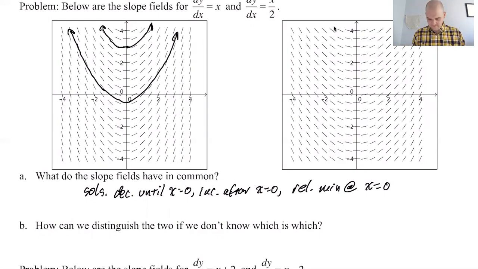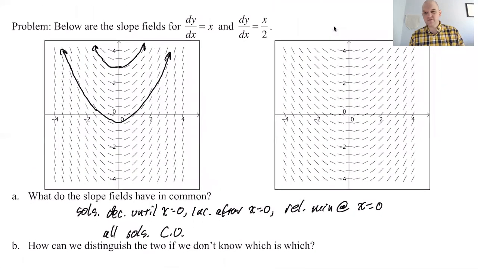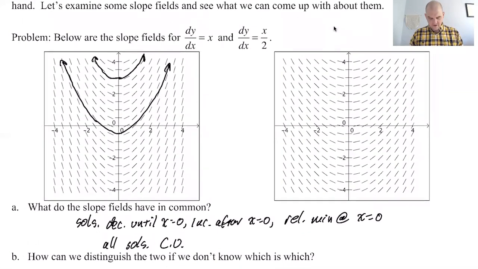But what else do they have in common? All of the solution curves are concave up. And they probably have a million other things in common. They're quadratic, right? All the solution curves look quadratic. Now the question is, how can I tell the difference between the two? Which is which?